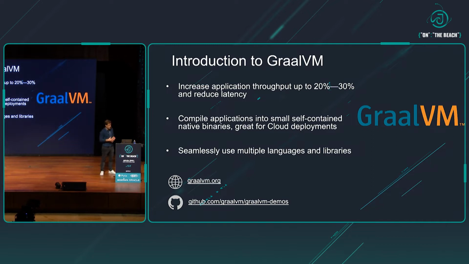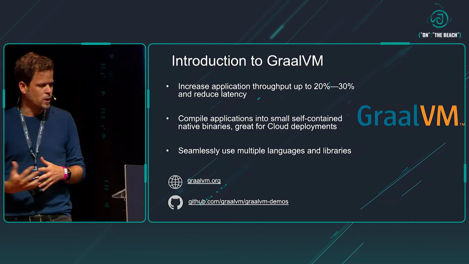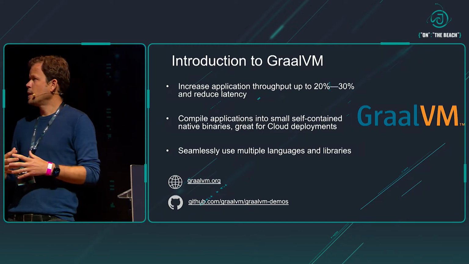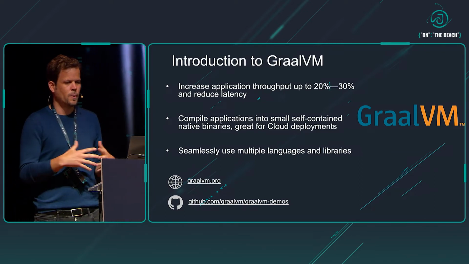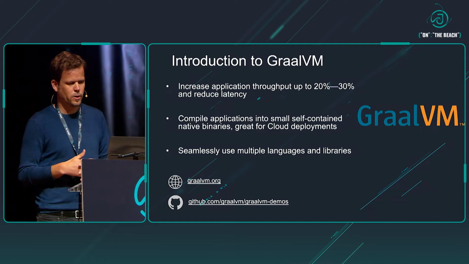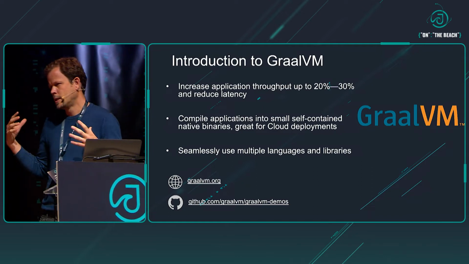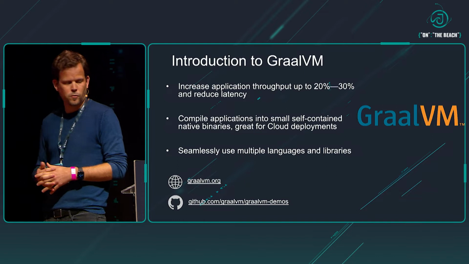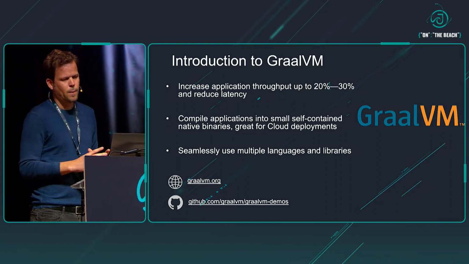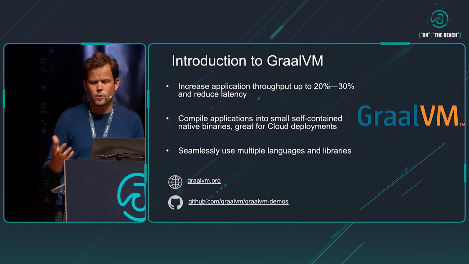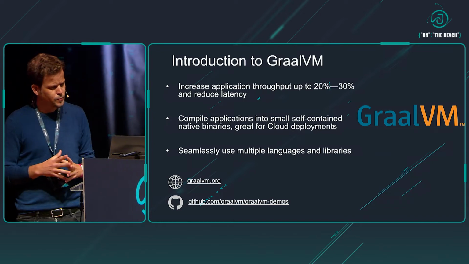So GraalVM is a relatively new virtual machine out of Oracle Labs. And it has the ability to plug into the regular Java virtual machine, or JDK, via the JIT, and increase application throughput between 20 and 30%. You have big companies like Twitter and so forth that are using GraalVM and the JIT to improve their performance. But it's also able to compile applications into self-contained native binaries.